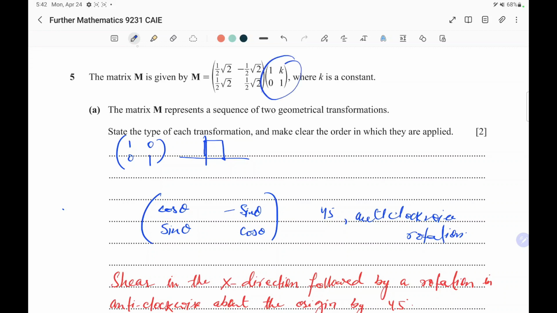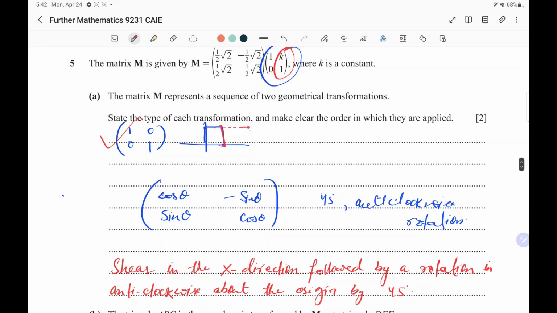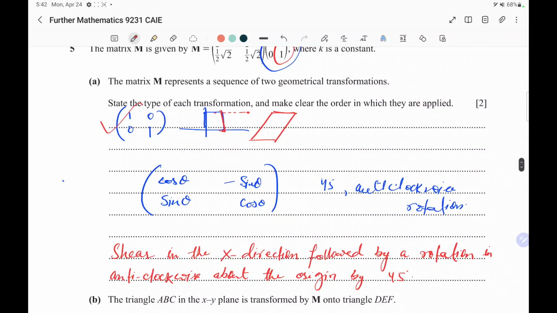It means this 1 0 is still here, but this is k 1, so it is shifted somewhere here. So now instead of this square, you will get this kind of shape, and this is called a shear.